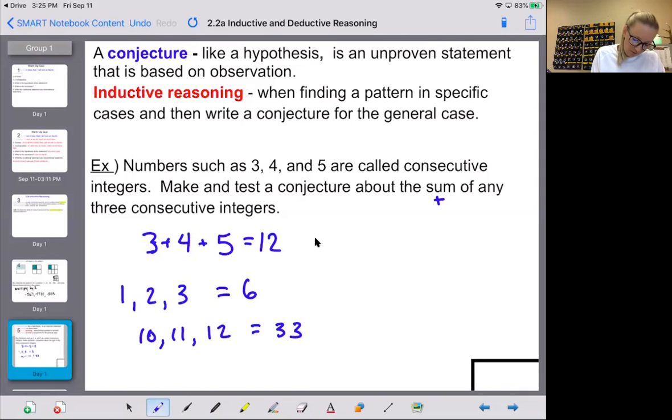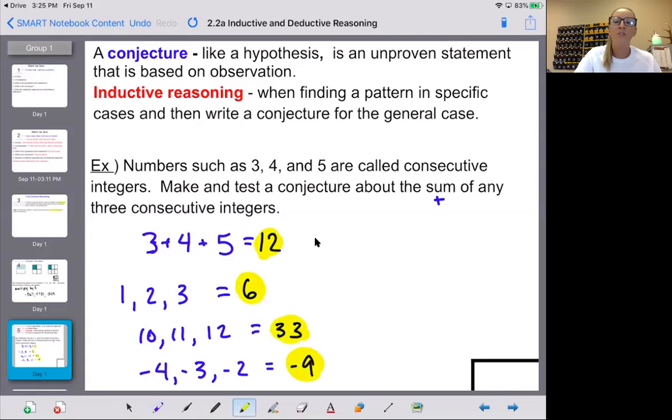Or let's do some negatives. -4, -3, -2. That would be negative, what is that? 5, 6, 7, 8, 9. -9. So we want to make a conjecture about what we're noticing here. So let's look at all these answers. What do you notice about all of my answers? What do they all have in common?